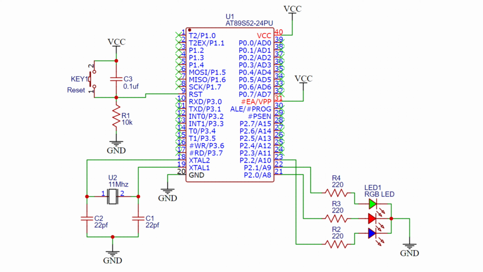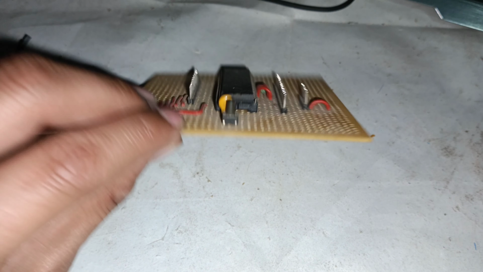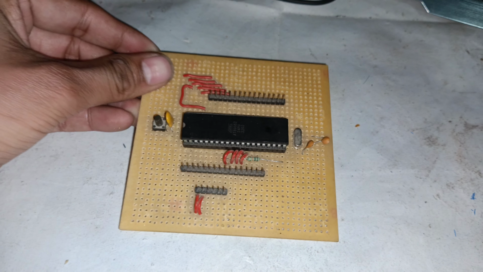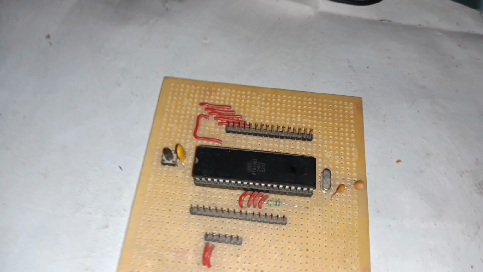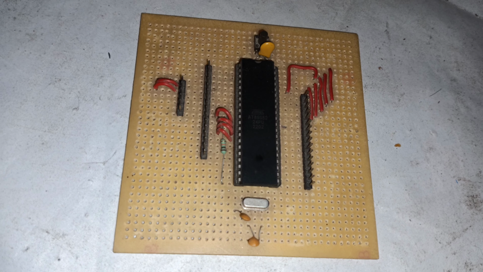The circuit allows the microcontroller to control the RGB LED by outputting different logic levels on port 2 pins, creating various color combinations. I have created this circuit on a 0 PCB. However, if you do not want to use a 0 PCB, you can also build this circuit on a breadboard for easier prototyping and modifications.